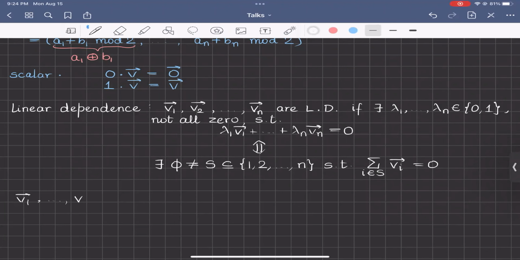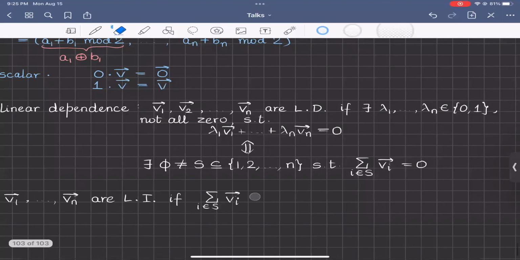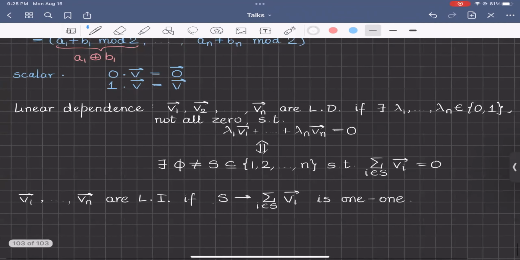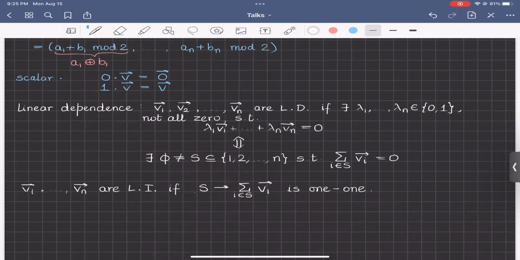V1 up to Vn are linearly independent if the summation of Vi for i belonging to S, okay, so the map that sends S to its corresponding sum is 1-1, because if there's some two subsets that have the same sum, for example, if you have V1 plus V2 plus V4 equal to V2 plus V3 plus V5, then first of all, note that we can remove the common term, and note that minus of V3 is just the same as V3, in the sense that this is really the same as saying that the sum of all of them is 0.